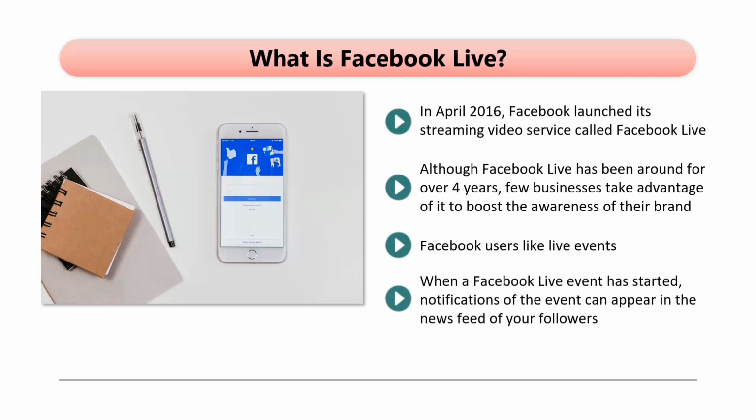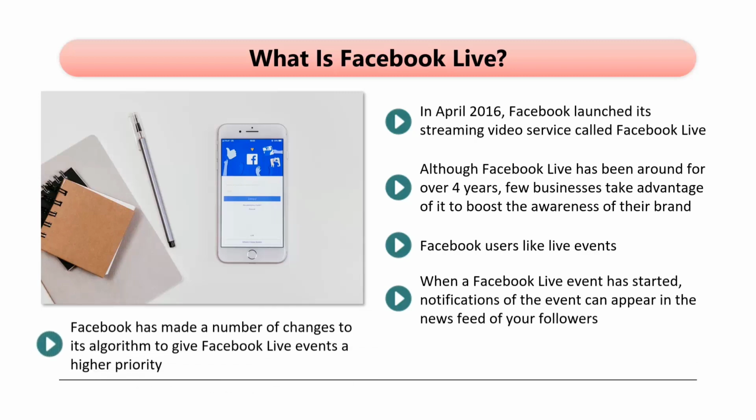When a Facebook Live event has started, notifications of the event can appear in the newsfeed of your followers. This can also occur once the event is finished. This is a really good feature, as some people will forget that they intended to attend the live event. It is also helpful to those followers that were unable to attend for some reason. Facebook has made a number of changes to its algorithm to give Facebook Live events a higher priority. So now there's an even greater chance of Facebook users seeing your live video streaming event.